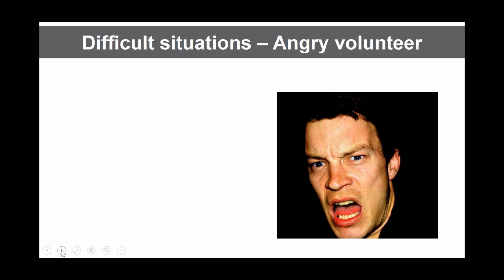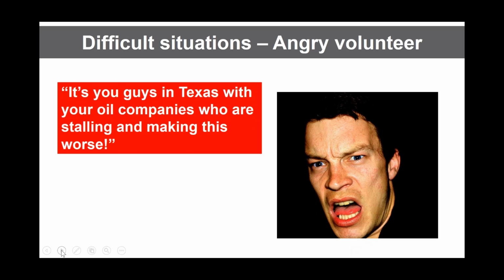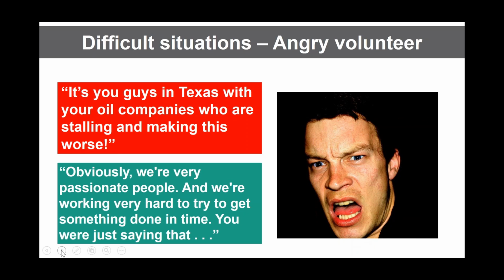Okay, so the first is an angry volunteer. There have been meetings where a CCL volunteer has gotten a little heated. It's understandable, it's very human, but obviously it can kind of hijack a meeting. So if a volunteer gets very angry and says something like, it's you guys in Texas, your oil companies who are stalling and making this worse, it's all about the money for you.